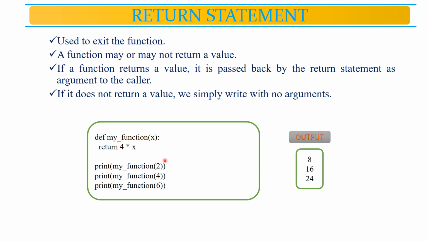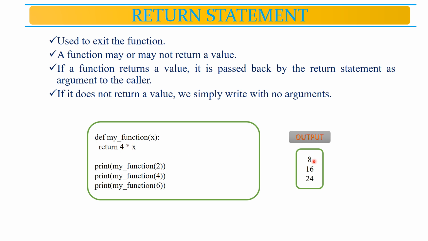Here is a simple example. Here def is a keyword and my function is the function name, and x is the parameter, or we can say an argument. Here I have written return 4 star x. Now I am going to print my function, calling this function with 2. The value of x is passed as 2. So when it returns the value, 4 star 2, it is 8.